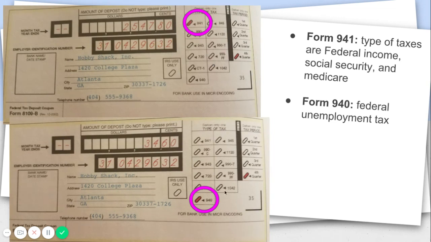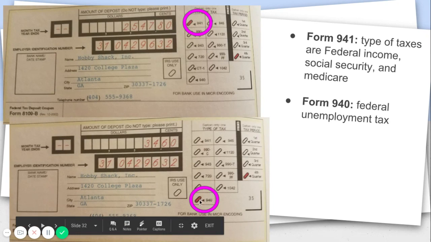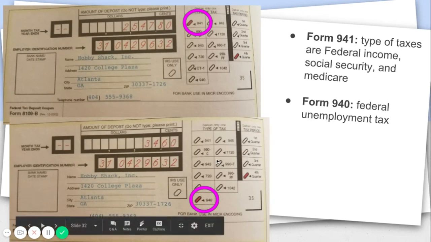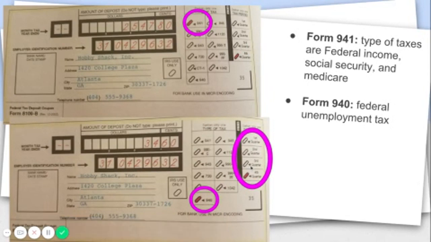On this type of tax, they bubbled in the last one, which is the 940. This is just the federal unemployment tax. The last part to keep note of, besides the address here, the numbers, and the forms filled in, is what quarter are you filing it for?